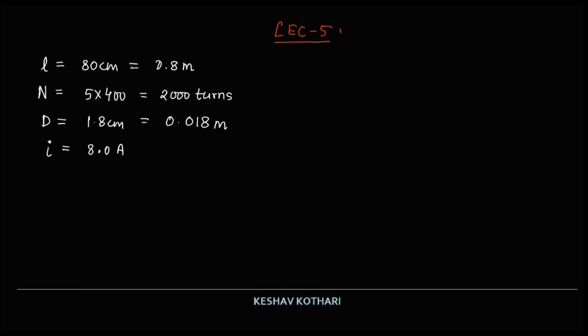So if we calculate the strength of magnetic field, it is written as mu naught nI, where small n is turn per unit length. So if we put the value, then it is equal to 4 pi into 10 to the power minus 7, small n, that is turn per unit length, can be written as 2000 divided by total length, which is equal to 0.8, into the current that it is carrying, which is equal to 8.